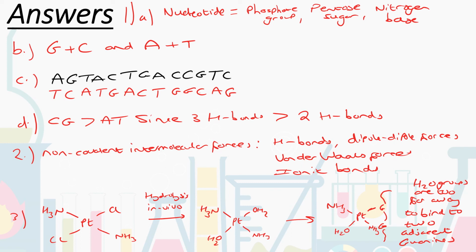Question 2 was to ask the forces that allow a substrate to bind to an enzyme, and the forces are these non-covalent intermolecular forces. So it's stuff like hydrogen bonding, dipole-dipole forces, van der Waals forces, sometimes even ionic bonds. But the key thing being it's a non-covalent interaction.